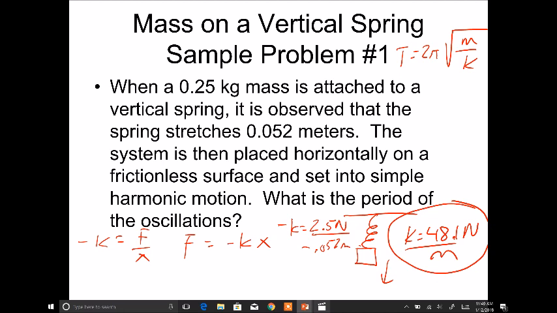So that's K. Now that we have K, we can plug into T equals 2 pi times the square root of the mass of the object, 0.25 kilograms, divided by the spring constant, which we just found to be 48.1 newtons per meter. We do the math and we get a period of 0.453 seconds. And remember, the period is the time it takes for one complete cycle. All right, hope that helps.